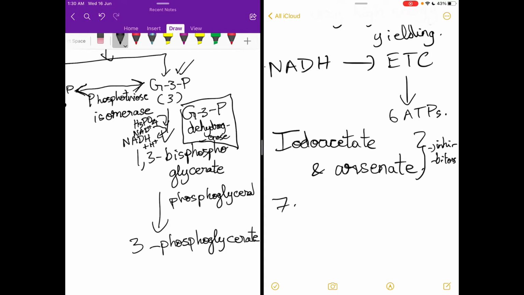Phosphoglycerate kinase. Now, while this reaction is taking place, as you can see, one phosphate is being removed from this 1,3-bisphosphoglycerate, and that is why we are getting 3-phosphoglycerate. So basically this is a dephosphorylation reaction.